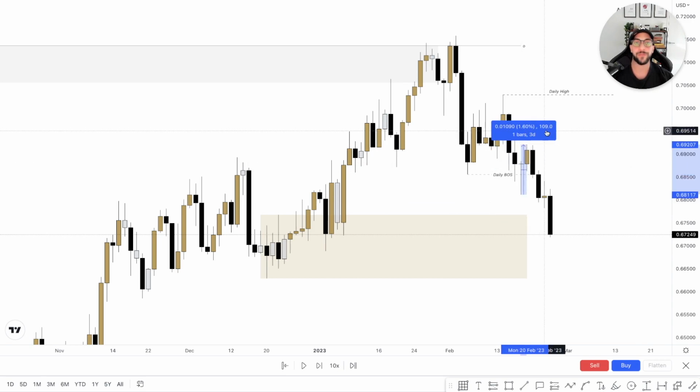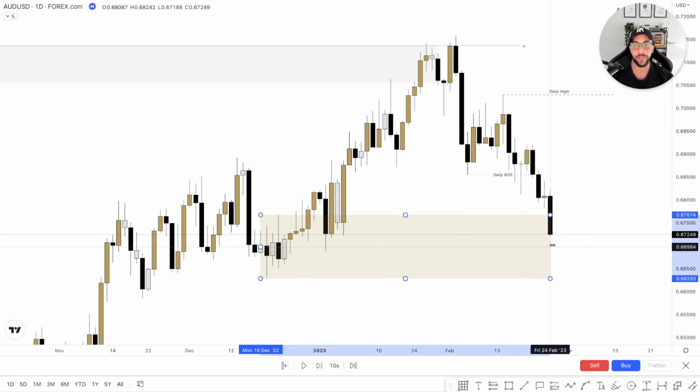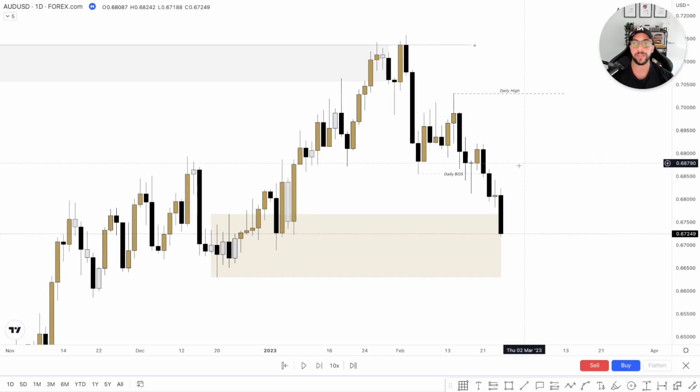But if you know my rules, the statistics here that I need to see are at least a bullish pullback of greater than 110 pips. This is obviously 109, so we do not have our daily low confirmed at this point. So this is all that we need to be doing on the daily, and we'll go down to the 4 hour.